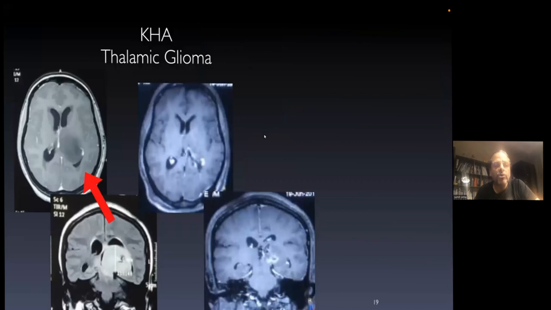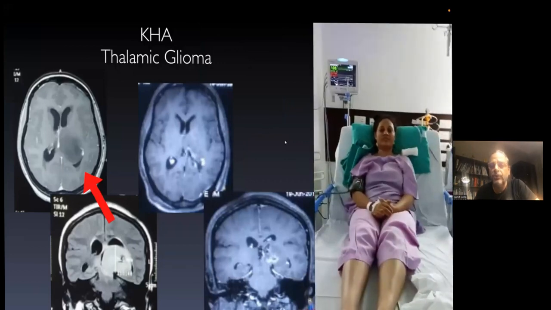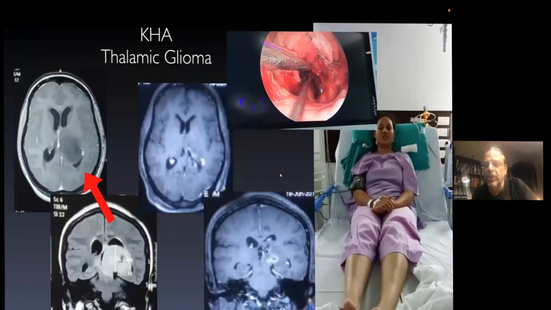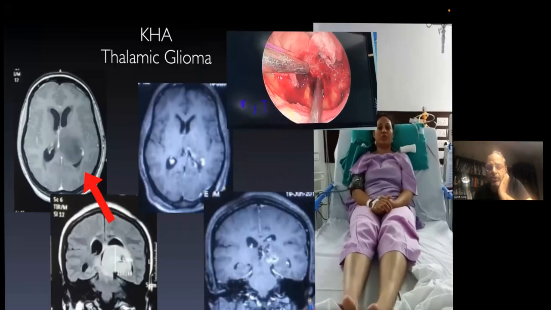That's another thalamic glioma, pre-op and post-op, and this is the patient immediately after surgery, which is intact.